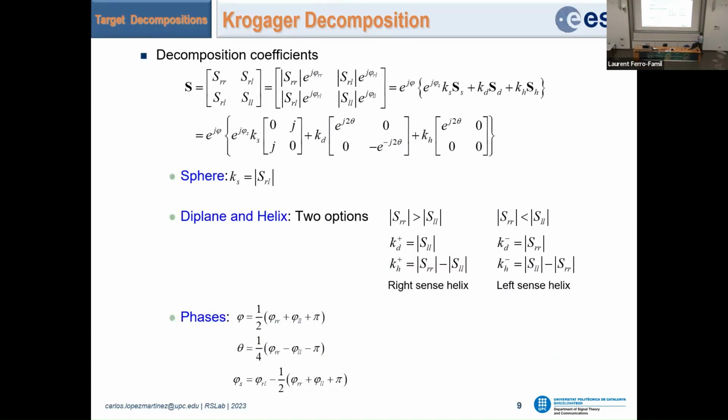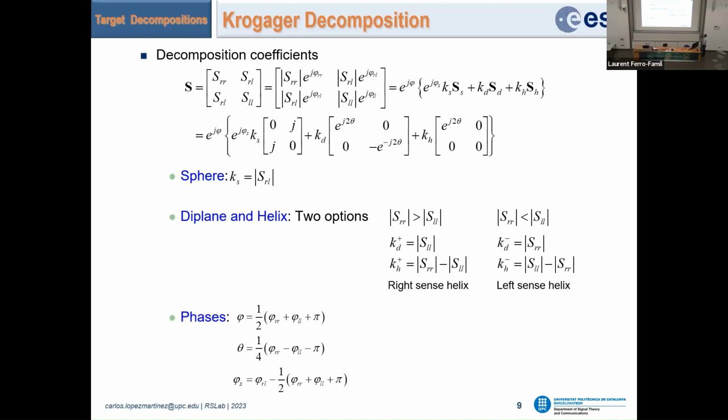Here is how we decompose the signal. It's a bit more complex than in the case of the Pauli. The Pauli was super easy, super simple. In this particular case, it's a bit more complex. And the most important thing is that most of these algorithms are based on some kind of hypothesis that sometimes are violated. So you have to be careful with that.